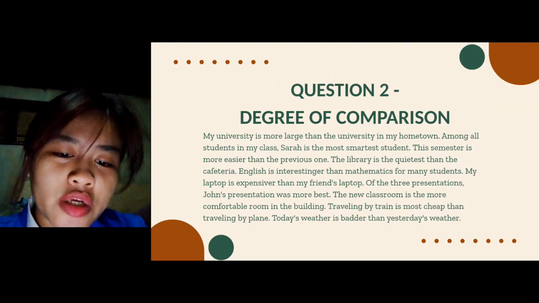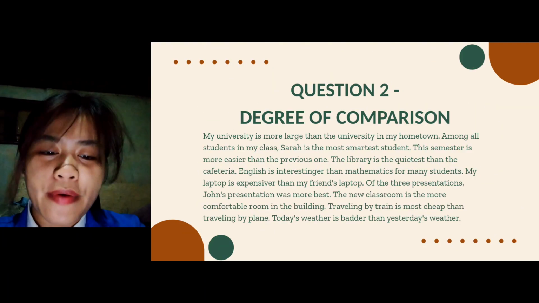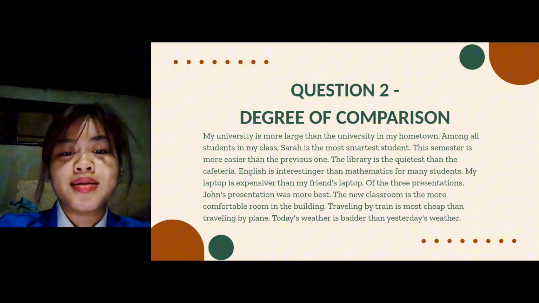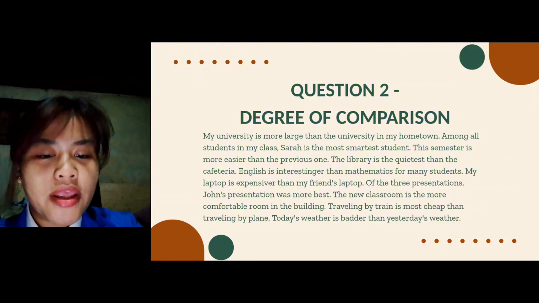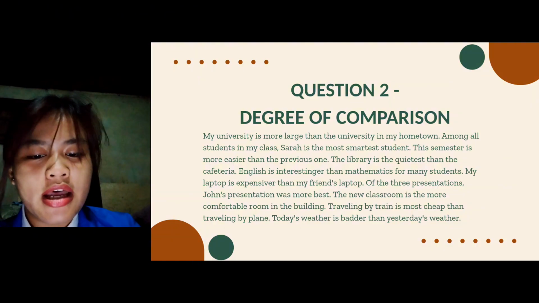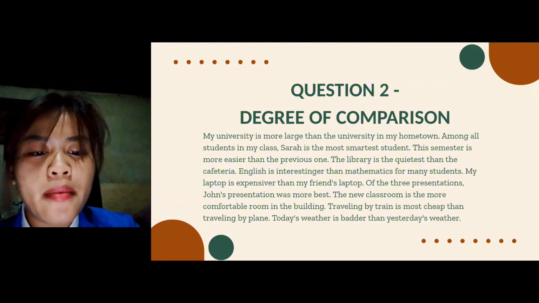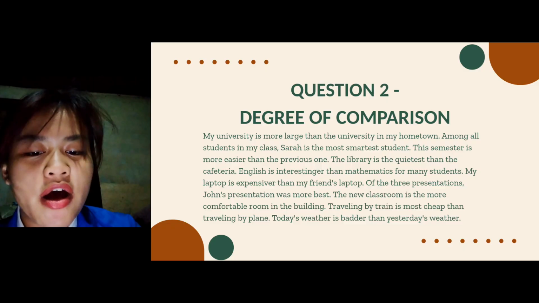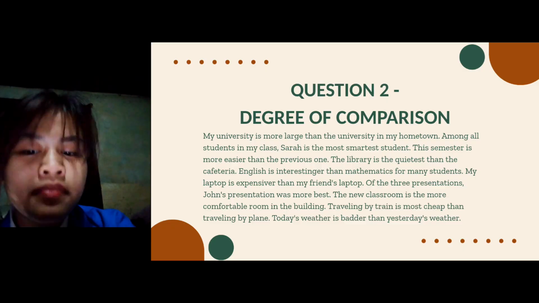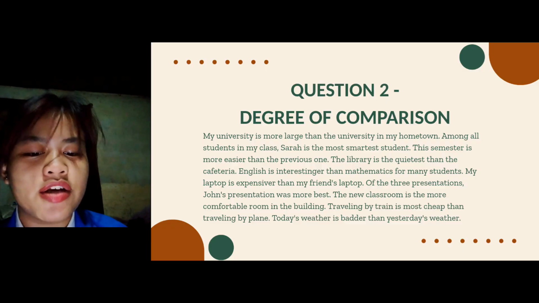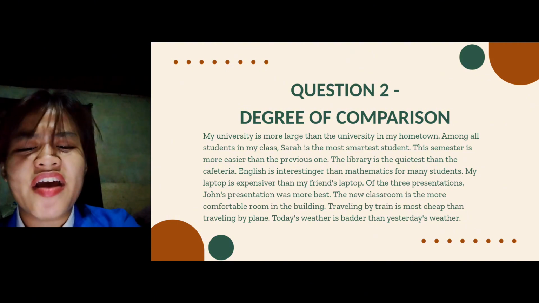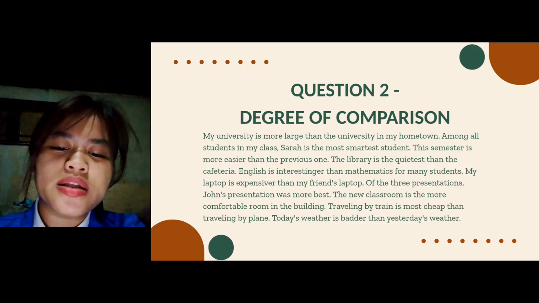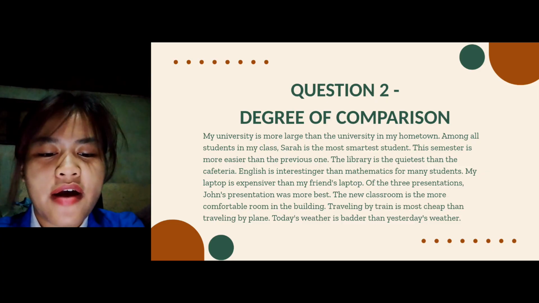We're moving to question 1 for degree of comparison and its grammatical error paragraph. My university is more large than the university in my hometown. Among all students in my class, Sarah is the most smartest student. This semester is more easier than the previous one. The library is the quietest than the cafeteria.